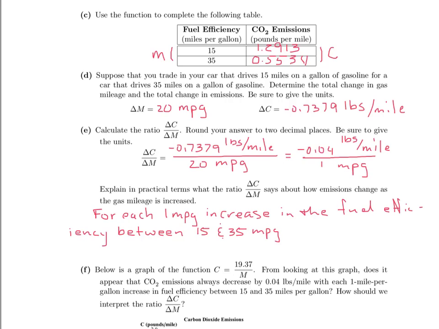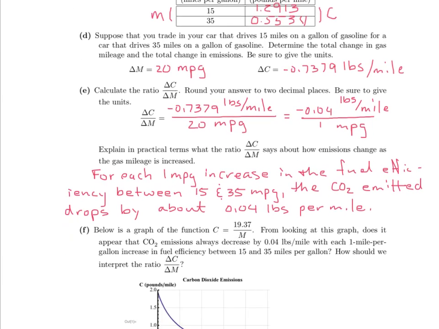So within that range of fuel efficiencies, for each 1 mile per gallon increase in our fuel efficiency, the carbon dioxide emitted drops by about 0.04 pounds per mile. Okay, let's move on to the next part.